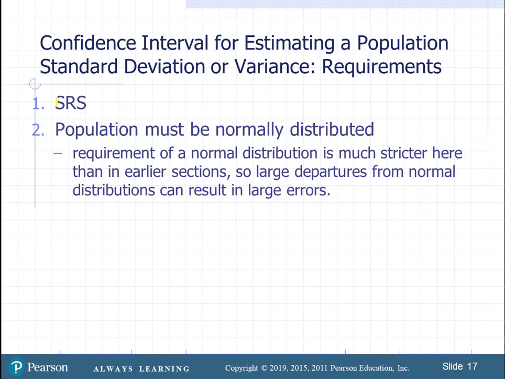Here's what has to happen. Again, that very important thing that it's a simple random sample. And I will tell you that the population must be normally distributed, and that's more strict here than it was for population proportion or a population mean.